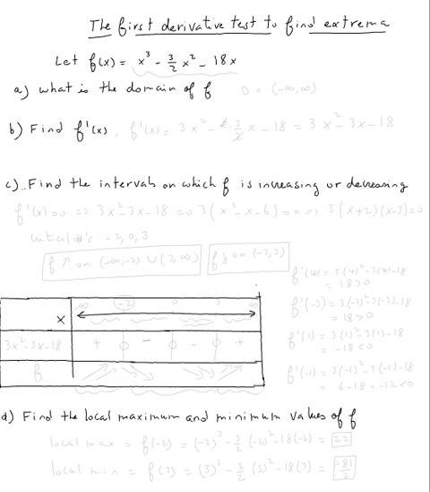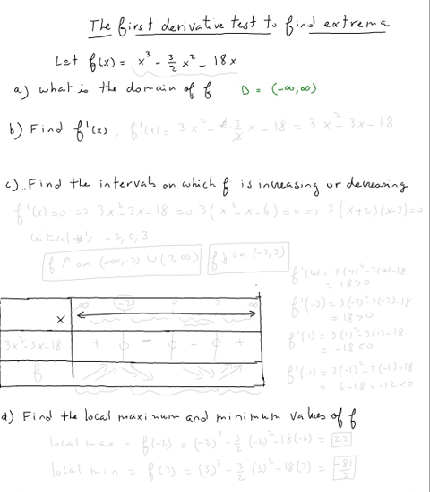The domain is going to be all real numbers, right? The domain is the set of all x's that f can take, and polynomials can take all the real numbers.